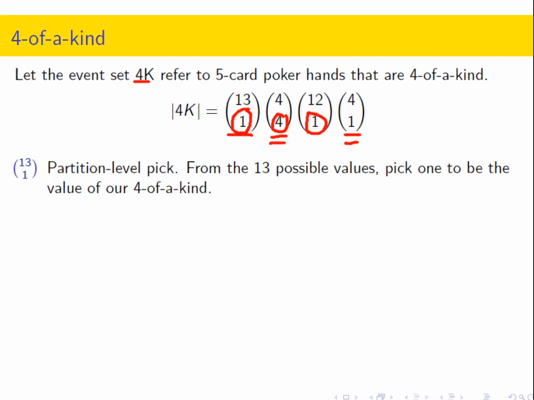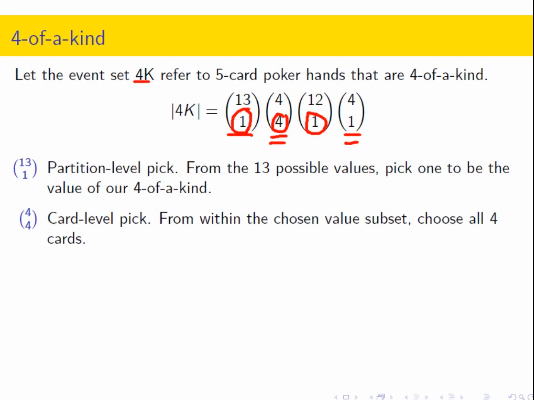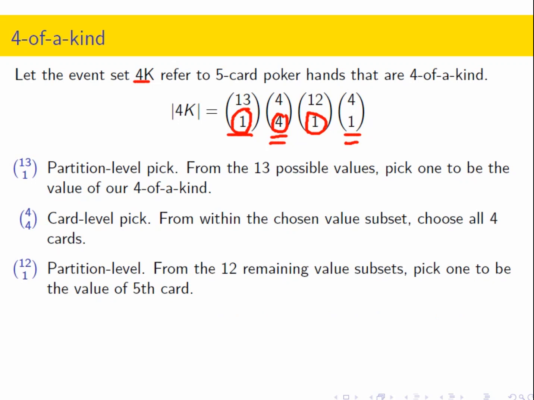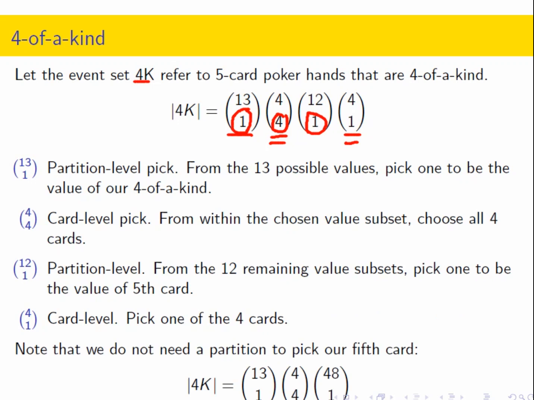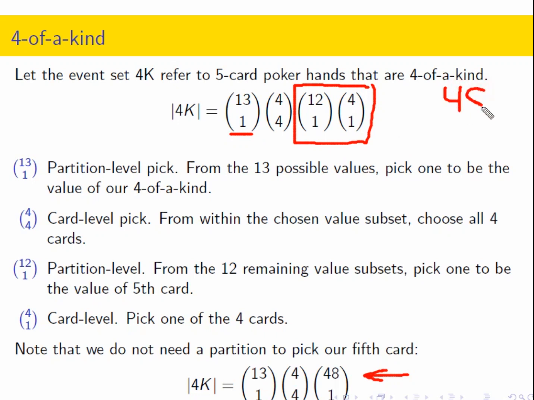13 choose 1 is a partition level pick. Then pick all 4 of the 4 of a kind cards. Partition level again, 12 choose 1, and then pick one of the 4 cards. By the way, we do not necessarily need to do 12 choose 1 times 4 choose 1. One other way to look at these right here is as 48 choose 1, right? In other words, I've gone inside one of my value partitions. There are 12 value partitions with 4 cards in, and there are 48 cards left, right, that haven't been picked from yet.